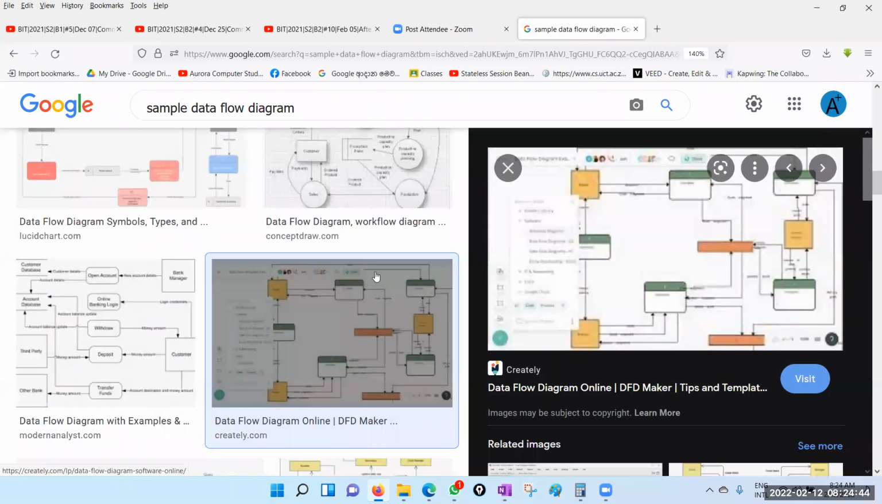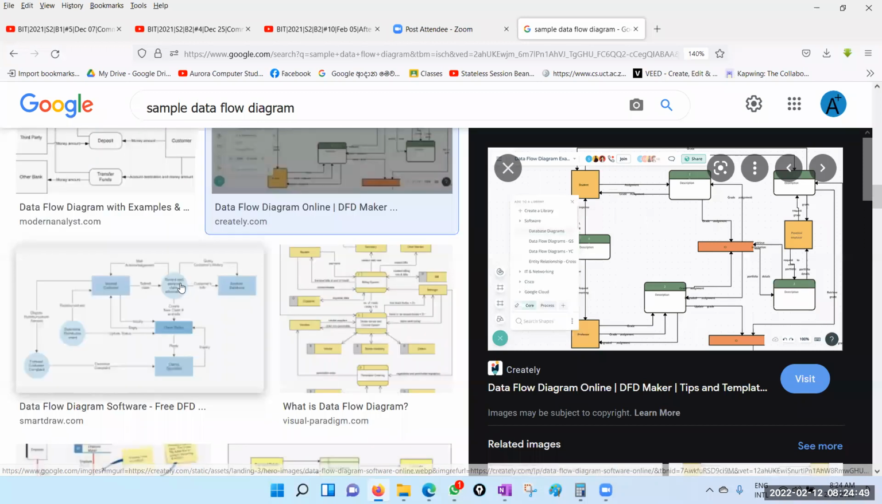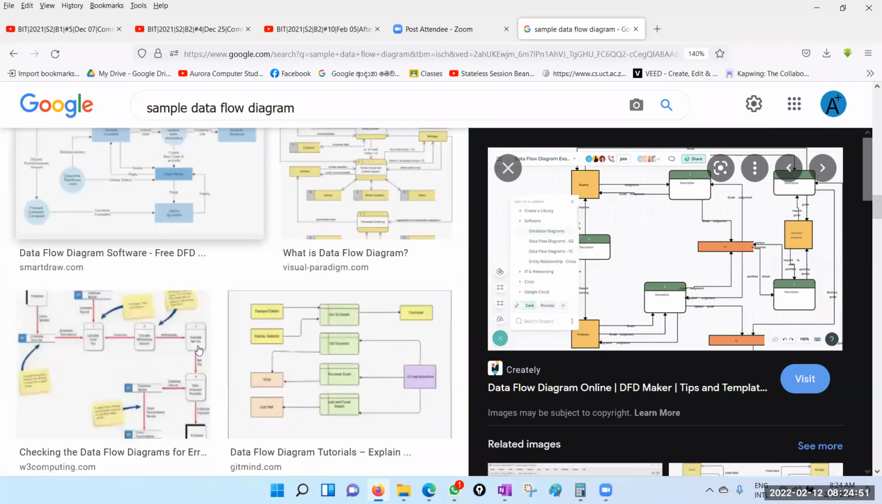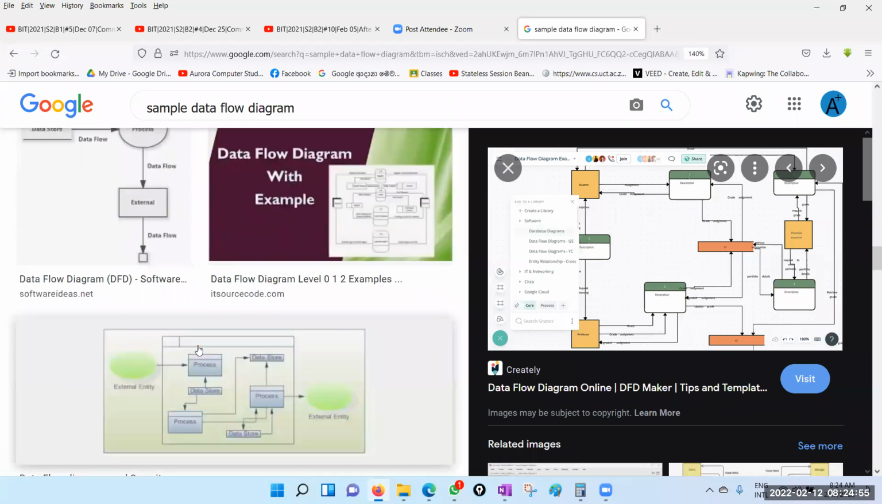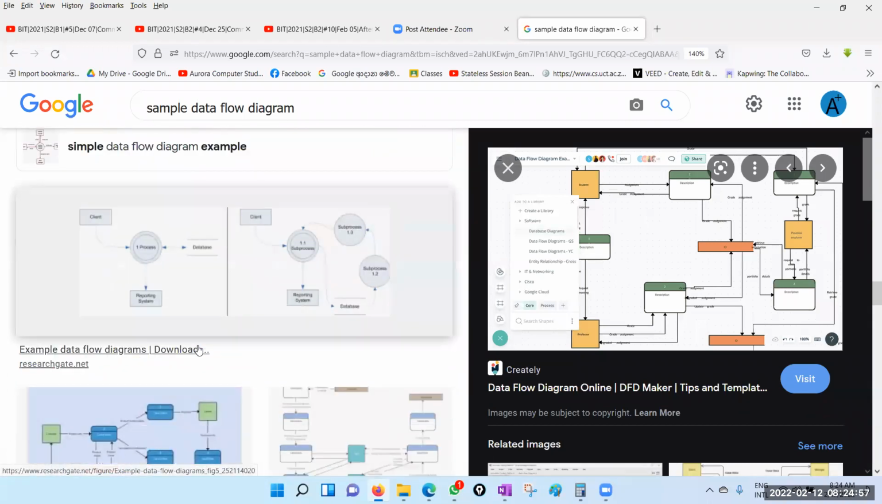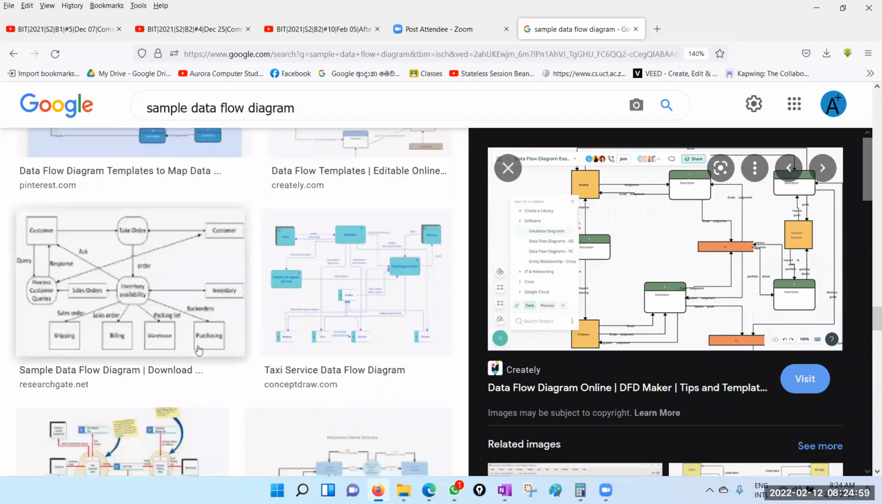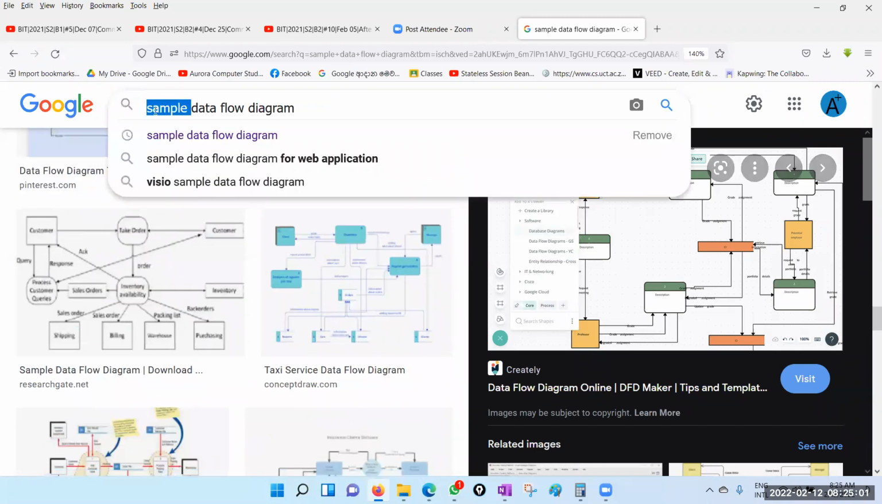Something like this. I can't see. It's not very clear, right? Simple.